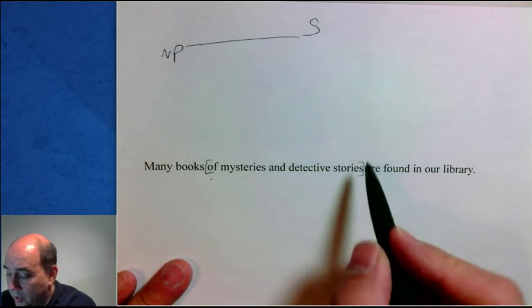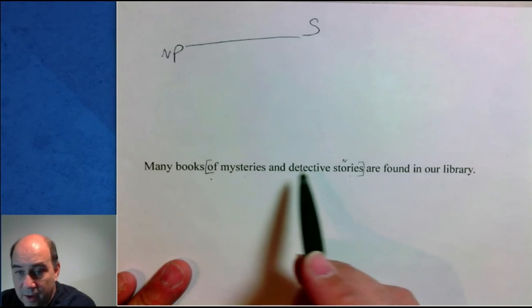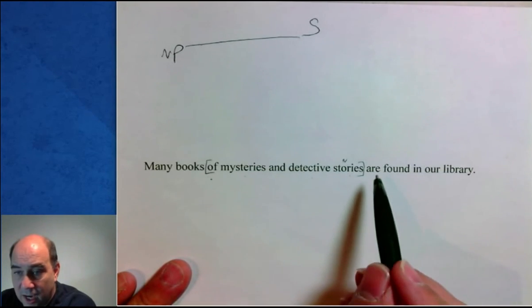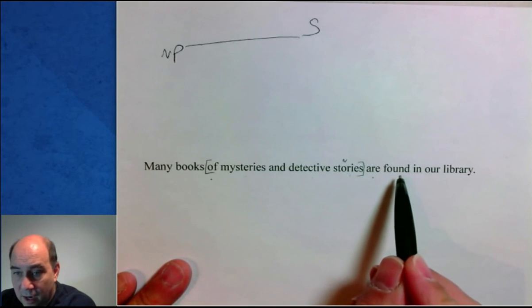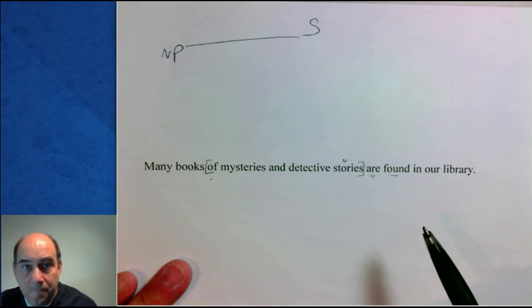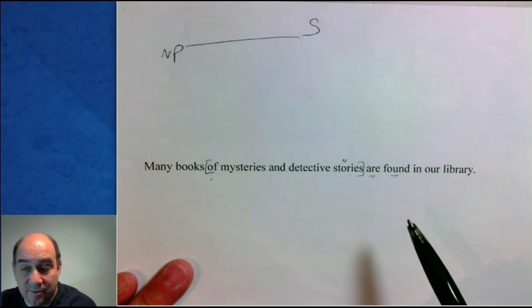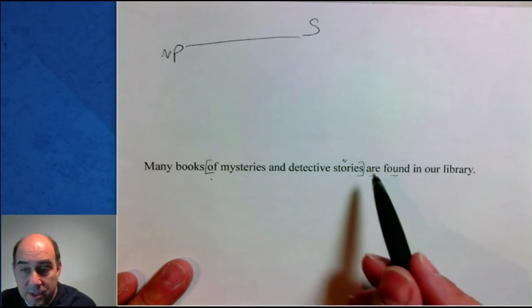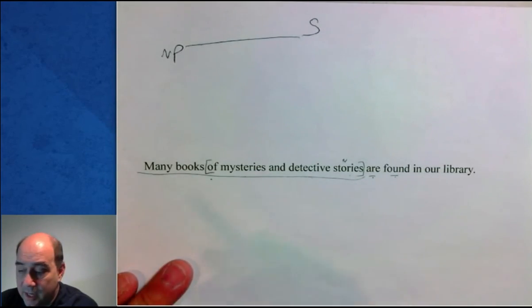Which one's the noun? Here's the noun. Right? So both of these are adjective phrases. Here's a verb: are found. Okay, that's a passive sentence, a passive verb: "are found in our library." So here's the main verb, and all of this stuff here goes with the noun phrase.